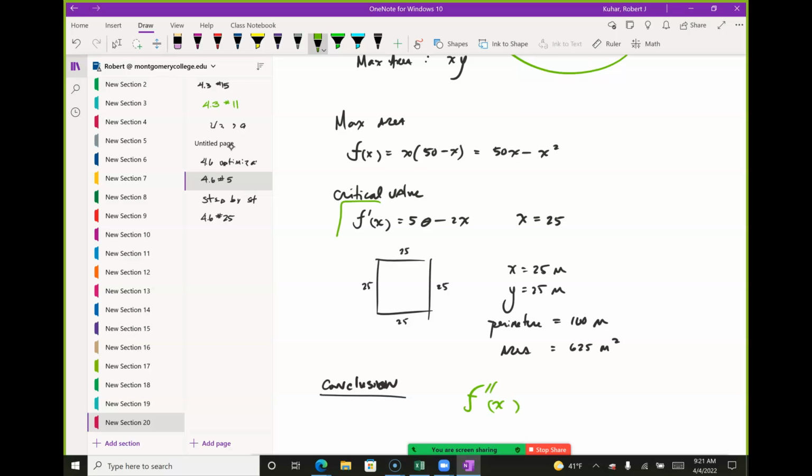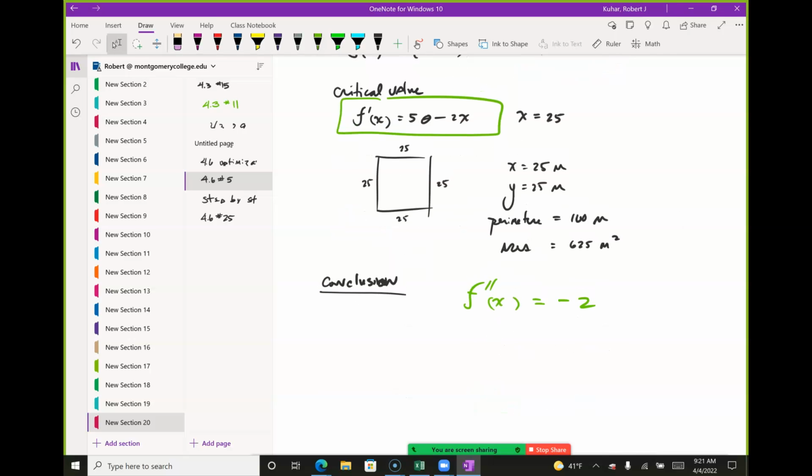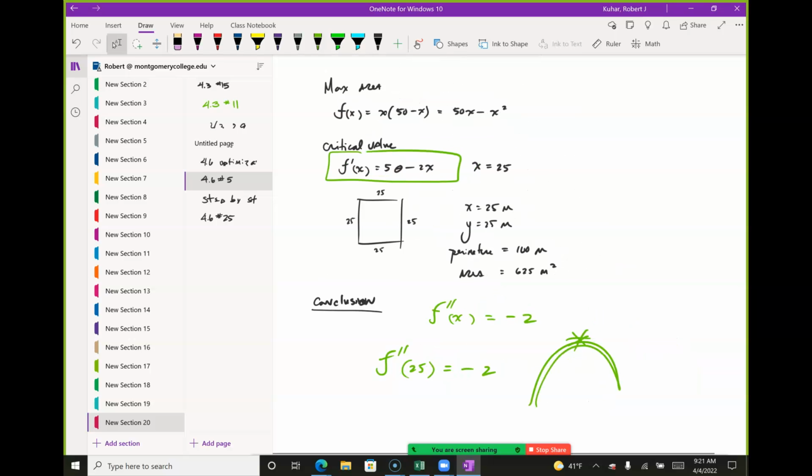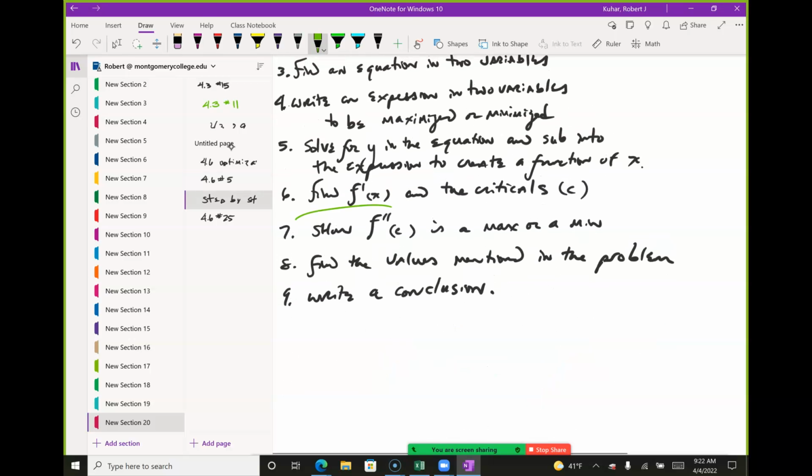So if we look at my derivative of that first problem I did, right? 50 minus 2x. If I take the second derivative, I get negative 2. If you remember, I got a critical value of 25. So f double prime of 25 is still negative 2. It's negative. Negative people frown, so I must be at the top of the hill. I had to get a maximum out of that, right? So that's the one piece I didn't put in from my step-by-step, right? I want to make sure that you find f double prime of the critical value is a max or a min, right?